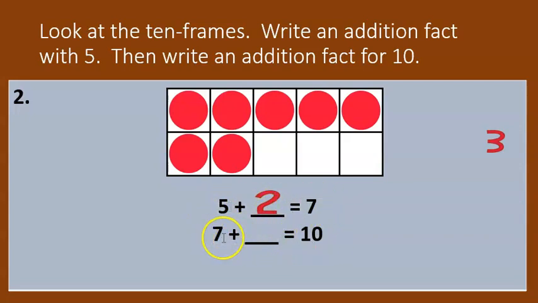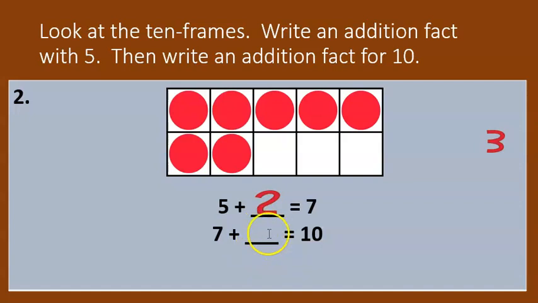Now we got to come down here. We have to write an addition fact for 10 now. 7 is here. 7 comes from these red squares. When we count it up, let's count it again. 1, 2, 3, 4, 5, 6, 7. So 7's already up here. Now we need a number here, boys and girls.